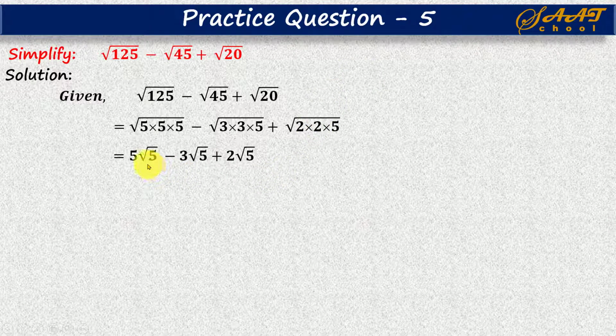Now here you can add these numbers because these all are like terms, meaning they have the same radicand here, like 5, 5 and 5. So these are square root of 5, 5 and 5. So these are like terms. Now you can add this 5 and 2, which is 7 square root of 5, minus 3 square root of 5, and that is equal to 4 square root of 5.